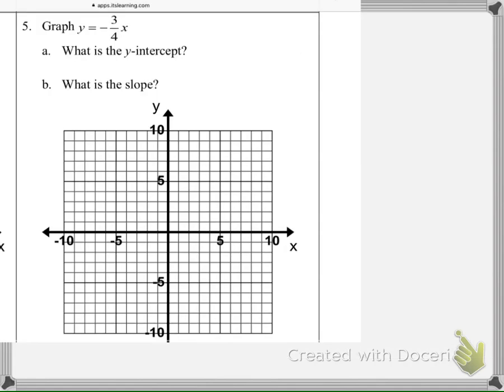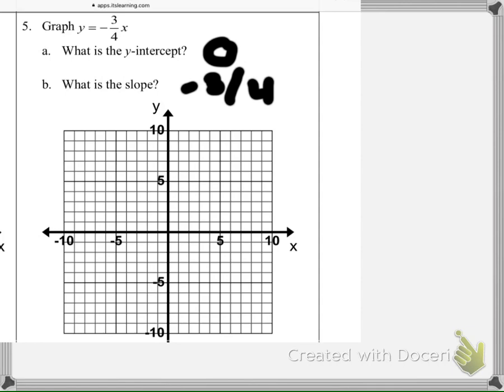This one says graph y equals negative 3/4x. What is the y-intercept? The y-intercept in this case is 0 because there's no plus something or minus something, so that tells me the y-intercept is 0. And what is the slope? The slope is negative 3/4, which means you can go down 3 and to the right 4, or you can go up 3 and to the left 4.